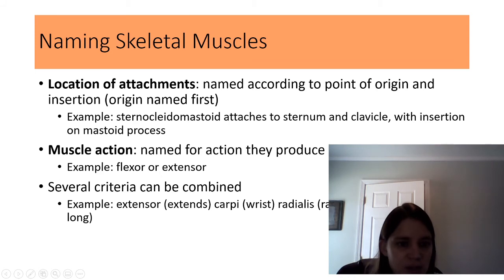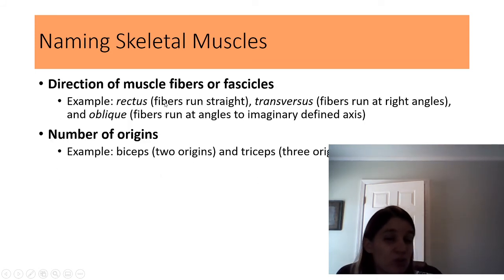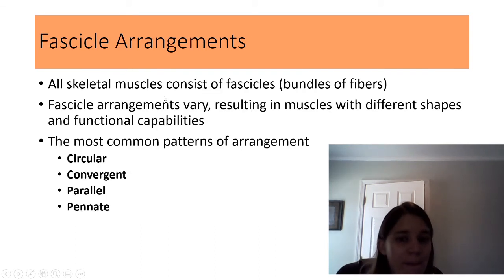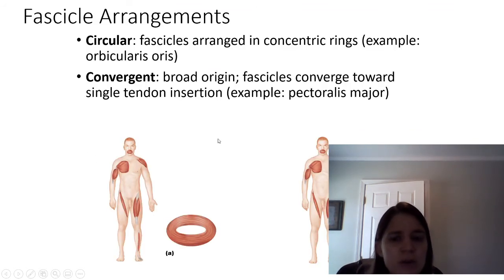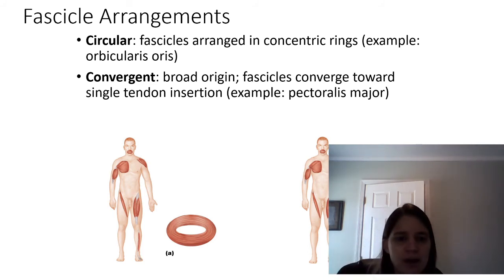So with fascicle arrangement, if you're describing how muscle fibers are running, there are a couple patterns that are going to keep showing up. They show up in lots of patterns, but the four most common are these ones. So there are going to be some fascicle arrangements that are circular. So that's, say, going to be around the eye. It's shown here around the mouth, right? Concentric rings is going to be circular.